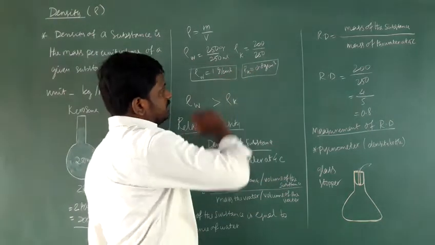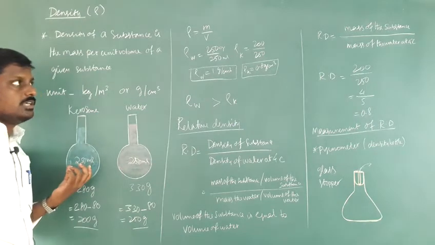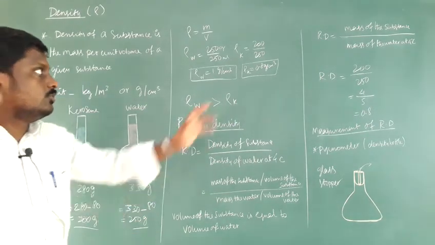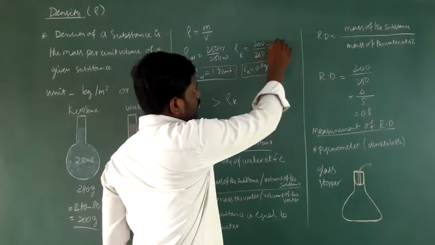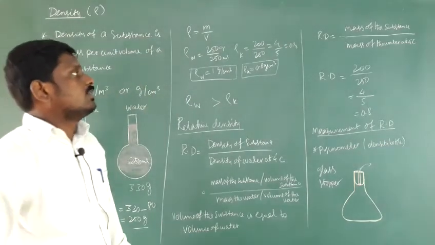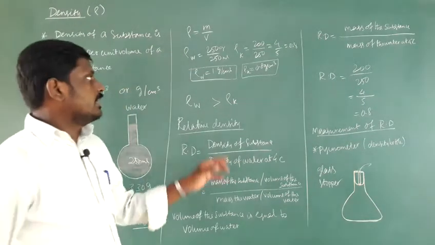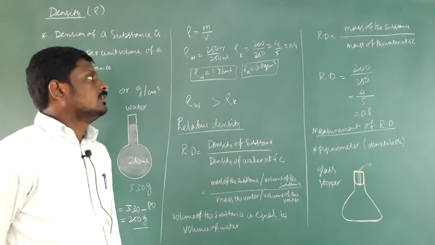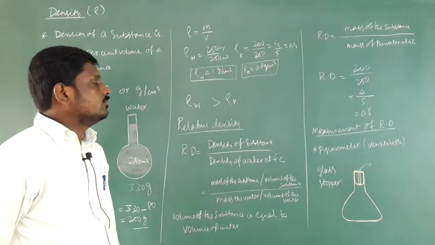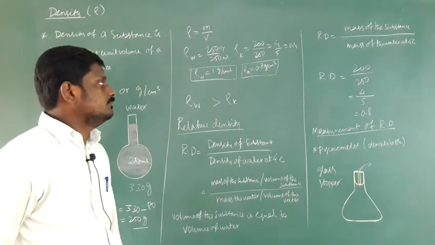Then for kerosene, the mass of 250 ml of kerosene is 200 gram, and the volume of the glass vessel is 250 ml. So 200 by 250, you will get 4 by 5, so you will get 0.8. So compare: the density of water is 1 gram per centimeter cube, but kerosene is 0.8 gram per centimeter cube. So which one is denser? Water is denser compared to kerosene.